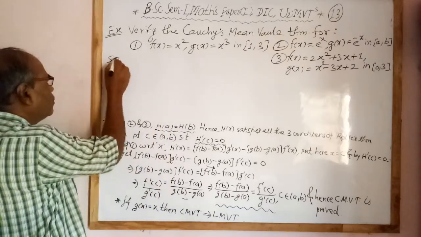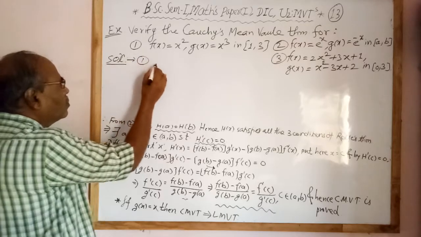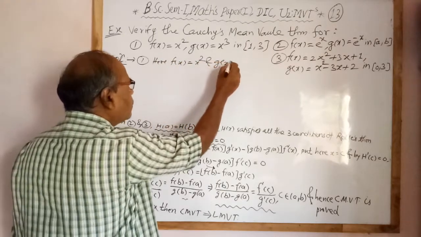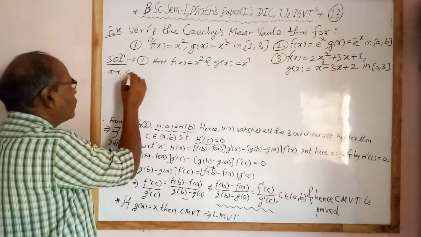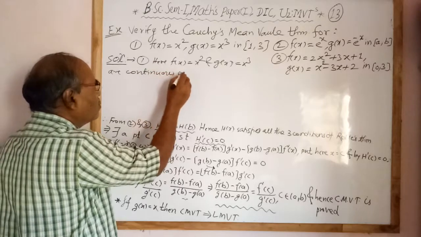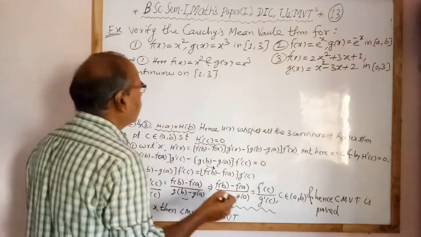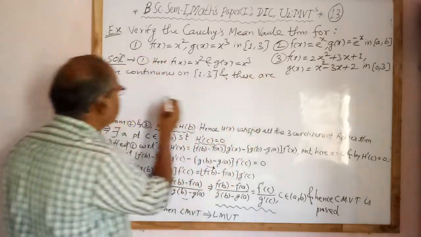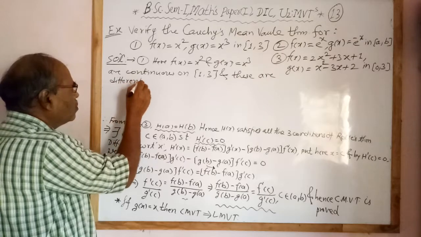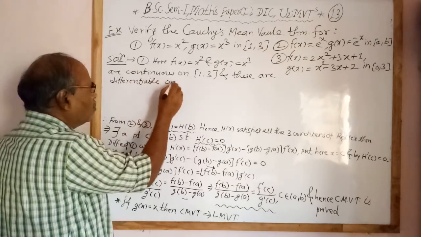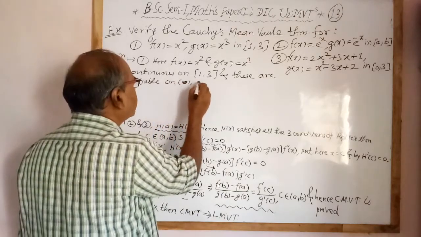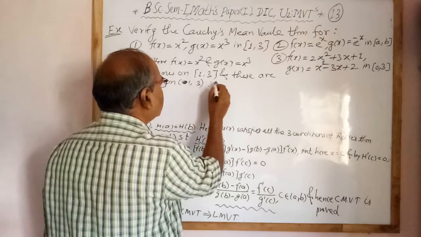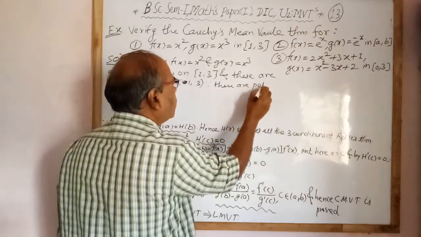Let's see the first example solution. Here f of x equals x square and g of x equals x cube are continuous on [1, 3], and these are differentiable on the open interval (1, 3) because these are polynomial functions.